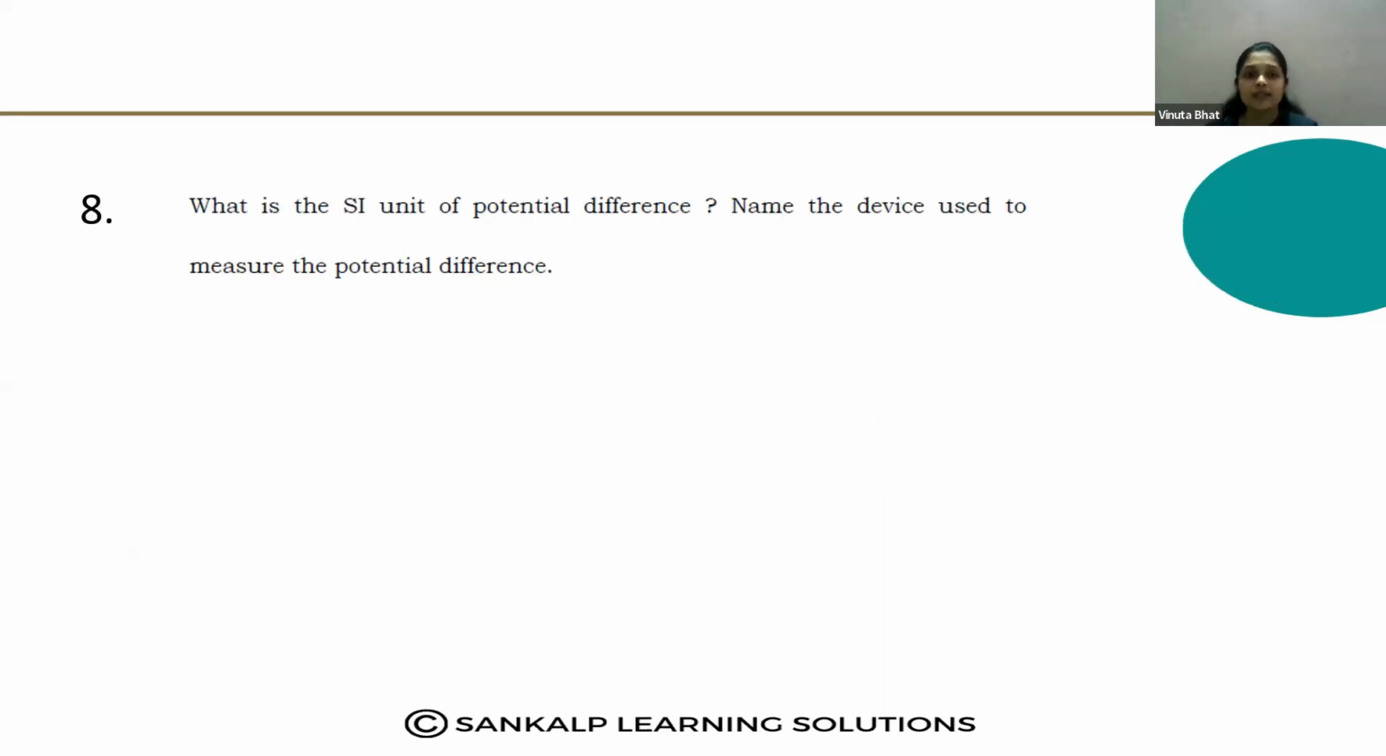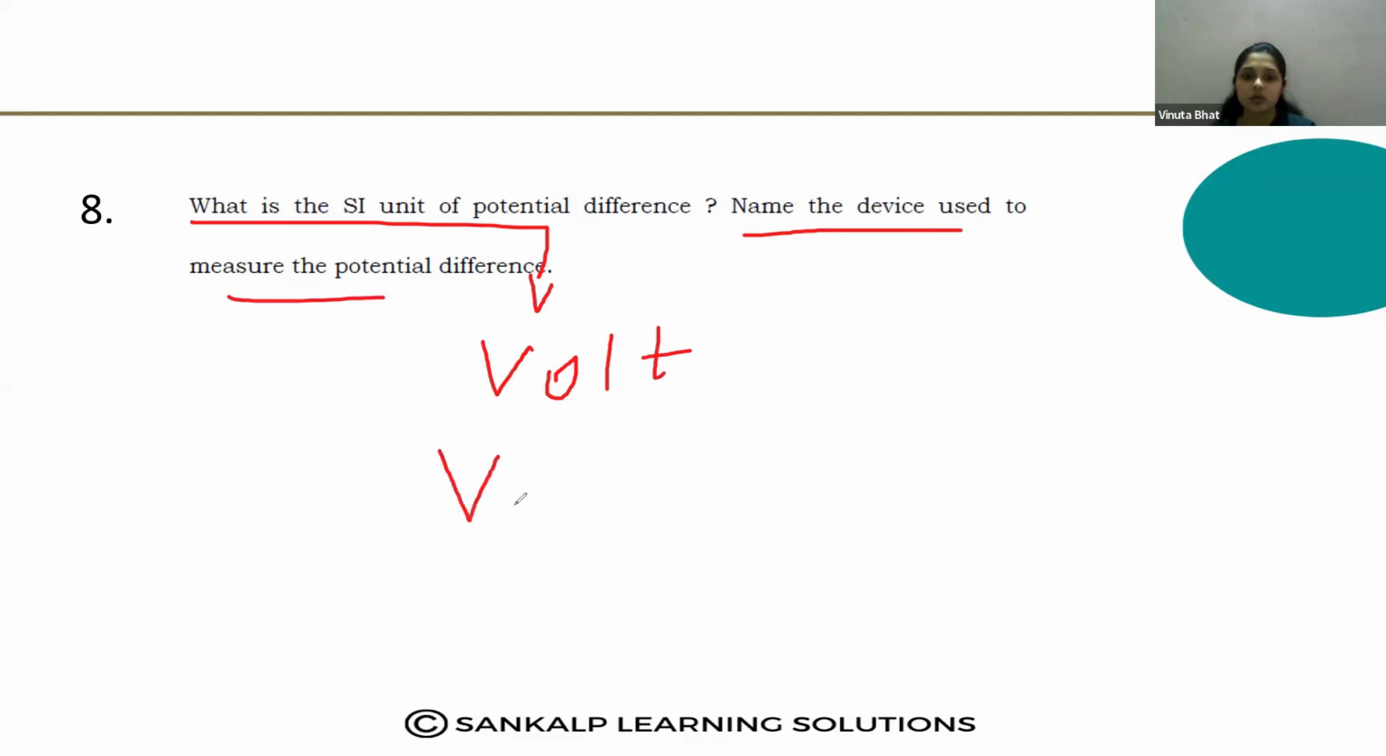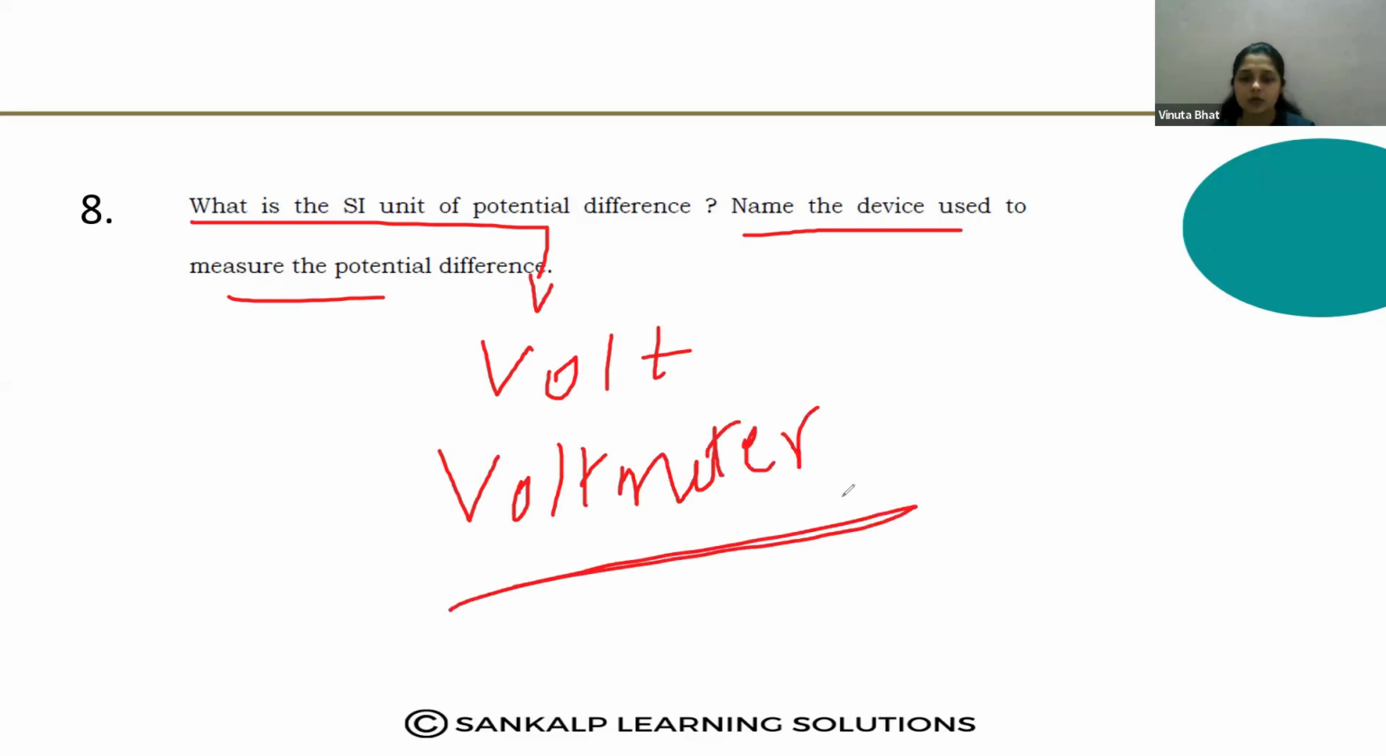Next question. What is the SI unit of potential difference? Name the device used to measure the potential difference. The SI unit of potential difference is the volt, and the device used to measure the potential difference is the voltmeter. Okay. So this is also a 2-mark question.